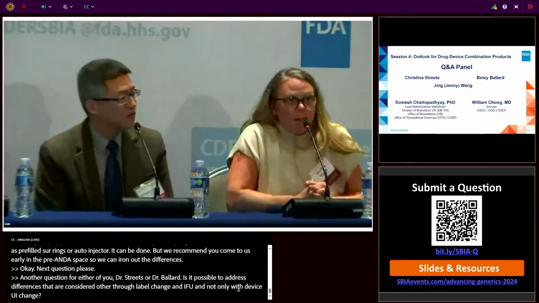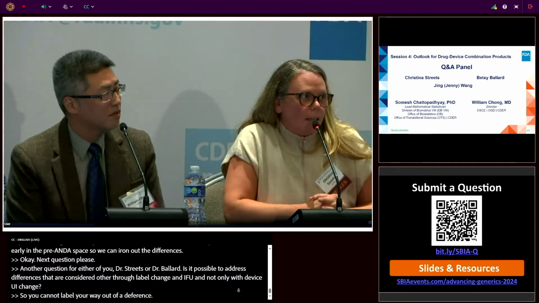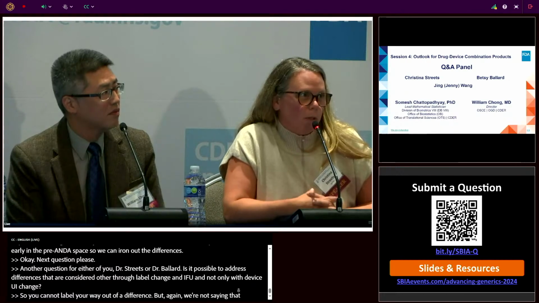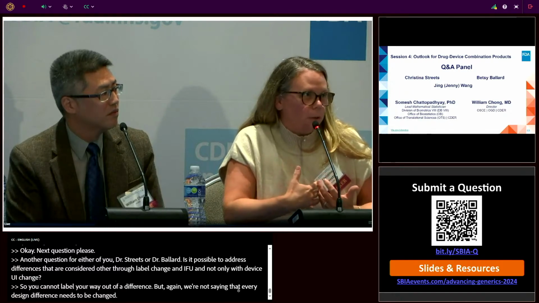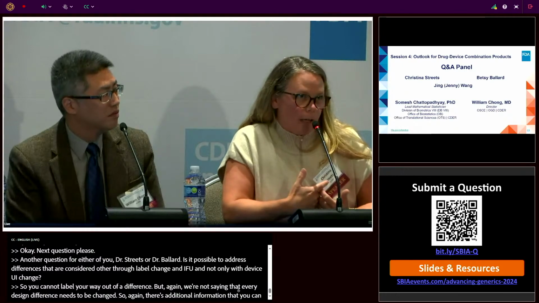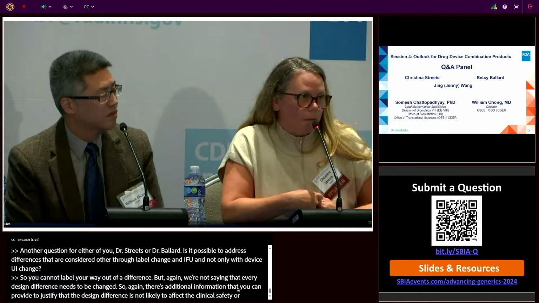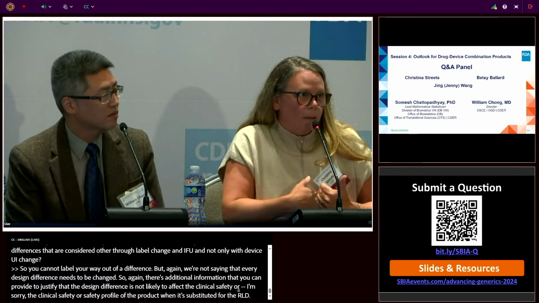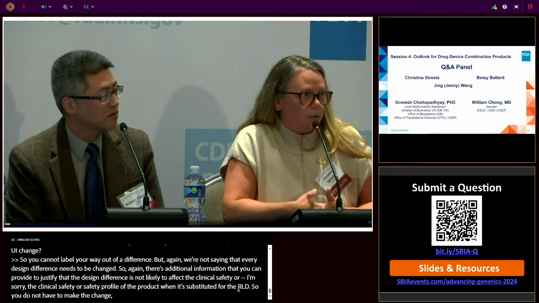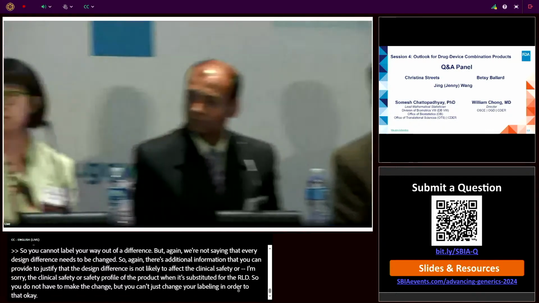So you cannot label your way out of a difference. But again, we're not saying that every design difference needs to be changed. There's additional information that you can provide to justify that the design difference is not likely to affect the clinical effect or the safety profile of the product when it's substituted for the RLD. So you do not have to make the change, but you can't just change your labeling in order to make that okay.